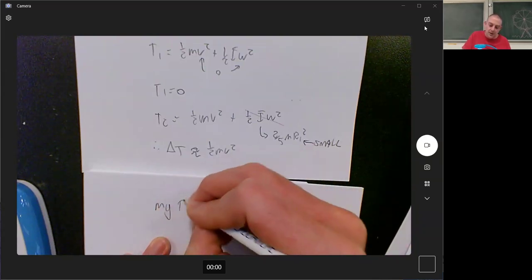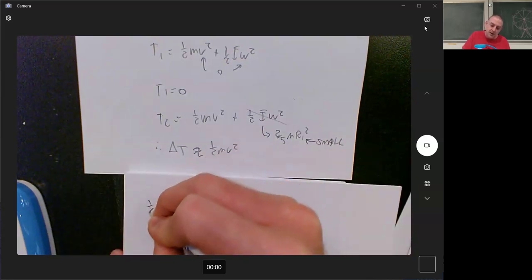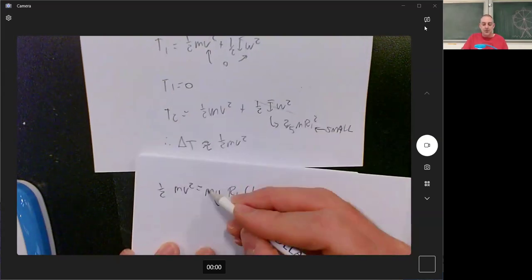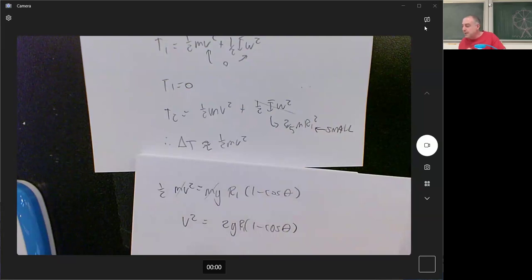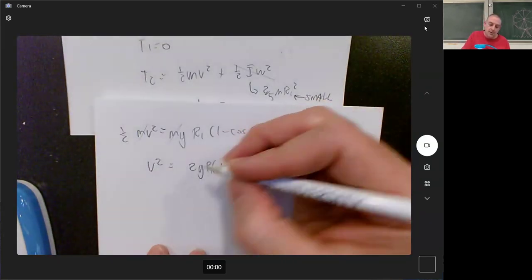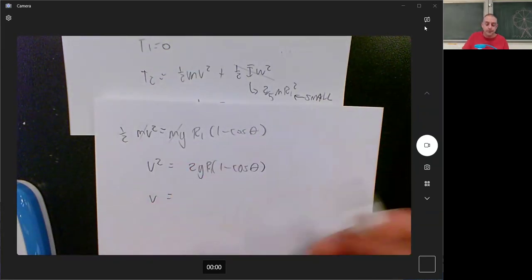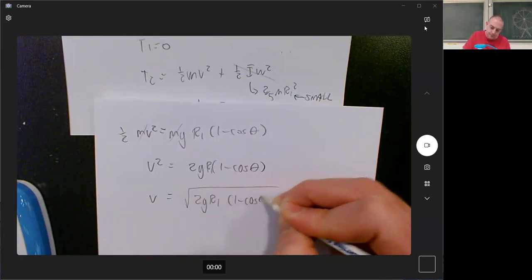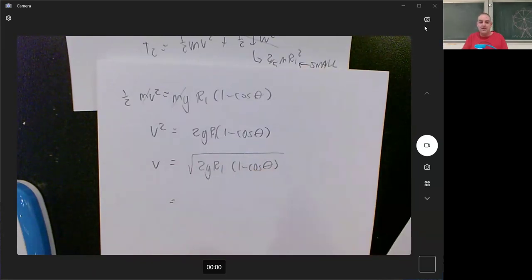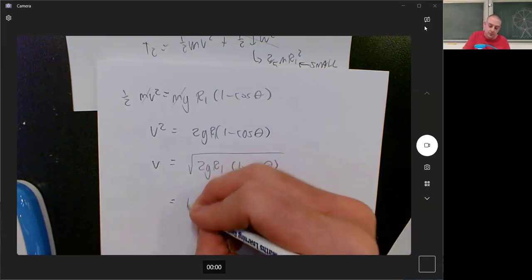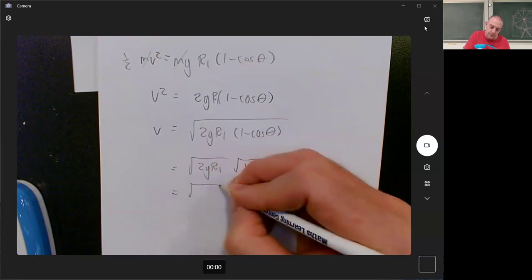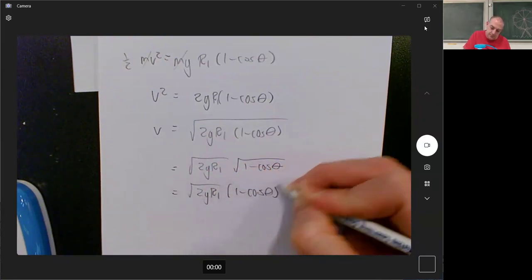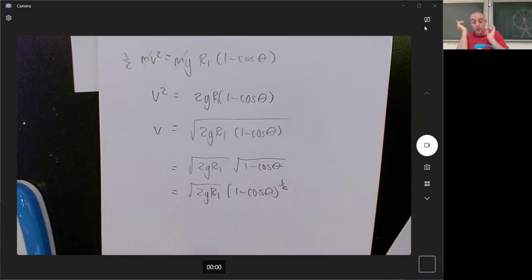And so what we have is that mgR1 times 1 minus cos theta is the same as a half of mv squared. And so the m's cancel. And I've got that v squared is 2 g R1 times 1 minus cos theta. And so v is the square root of all of that, right? And then the shape that they've given me to compare to has a single number out the front of something to the power of a half. So I should separate this root into the root of the numbers and the root of the formulas. And power of a half is what roots are. And so that 7.48 ought to be the square root of 2gR1.